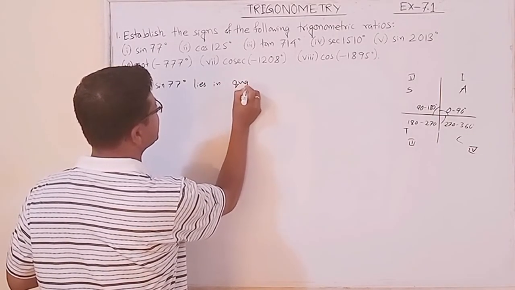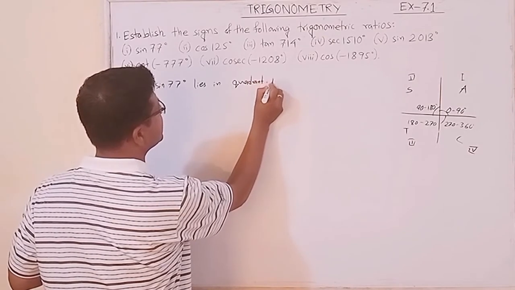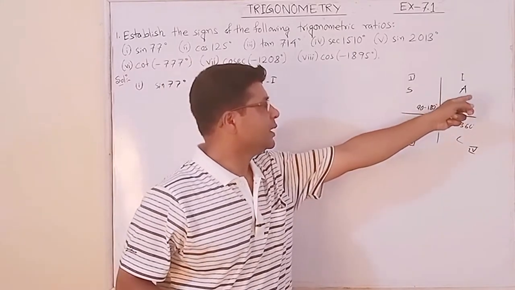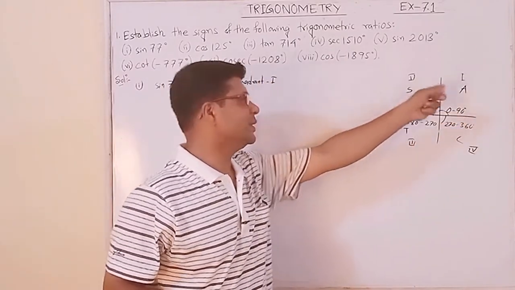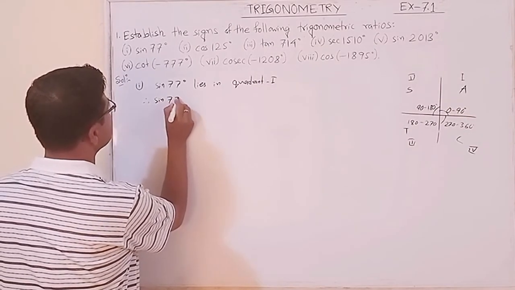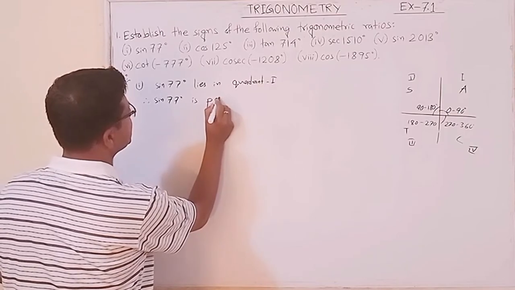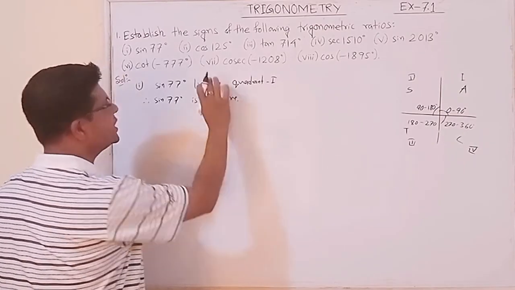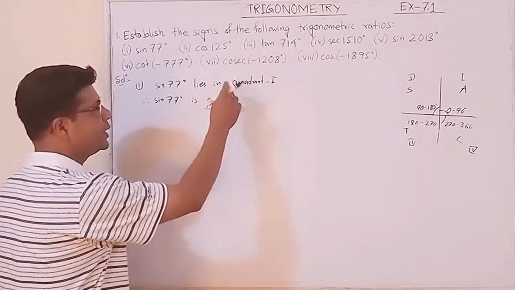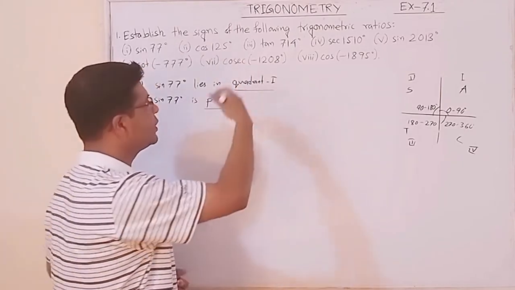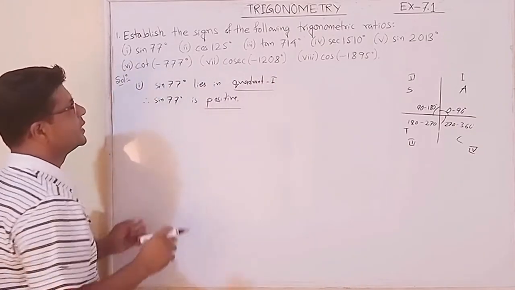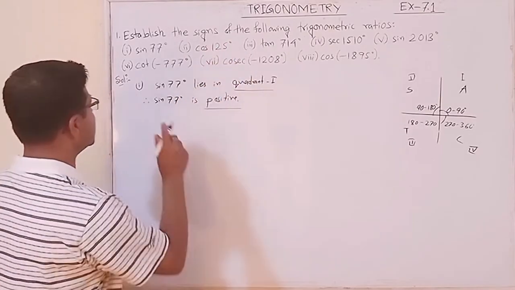Quadrant 1. So in the first quadrant, is sine positive or negative? Here all the trigonometric ratios are positive, so therefore sine 77 degree is positive. This is the answer, only this much we have to say. The question is positive or negative. So at first we shall state the quadrant in which it lies, then we shall write whether it is positive or negative. Thus each sum is maximum 2 or 3 lines. Let us see the second one.